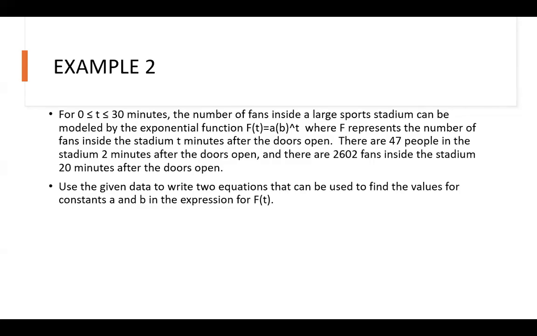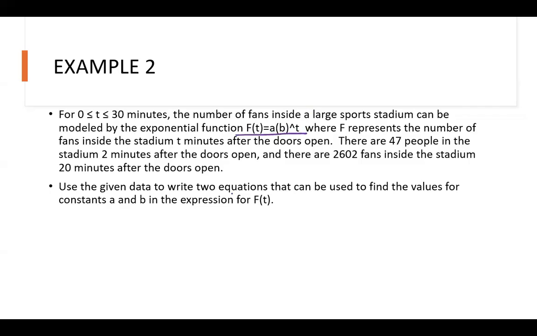Use the given data to write two equations that can be used to find the values for constants a and b in the expressions for f of t. This is an example of a possible FRQ. They're smaller numbers, but when they ask you to establish the two equations, you're writing two exponential models. Does that make sense? That's because they're giving us enough information. They're telling us it's exponential.